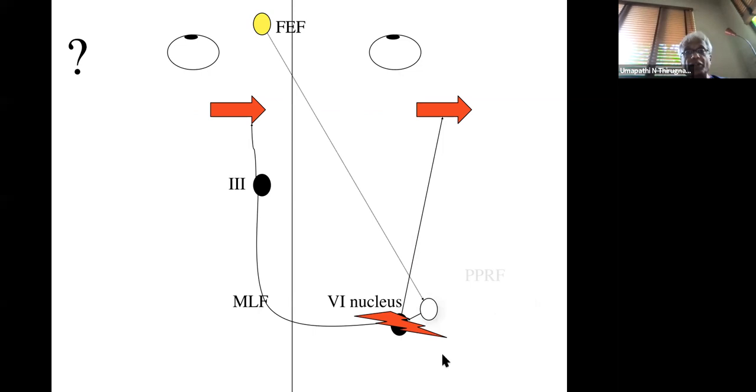So straight away, you'll be able to differentiate the lesion here and here, not from the eyes, but by looking for other associated signs, because eye movement abnormality will look the same. Correct? The eye movement abnormality will look the same.